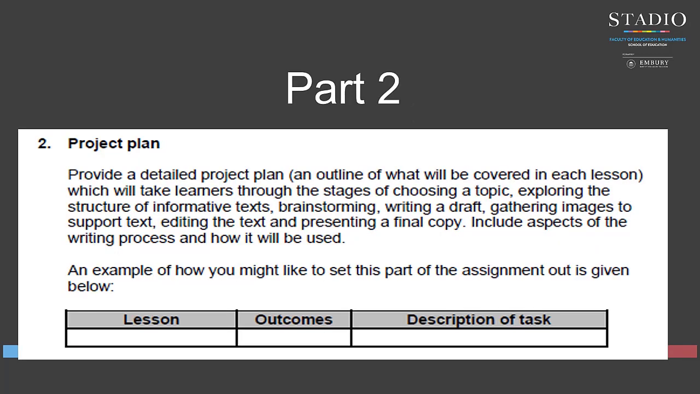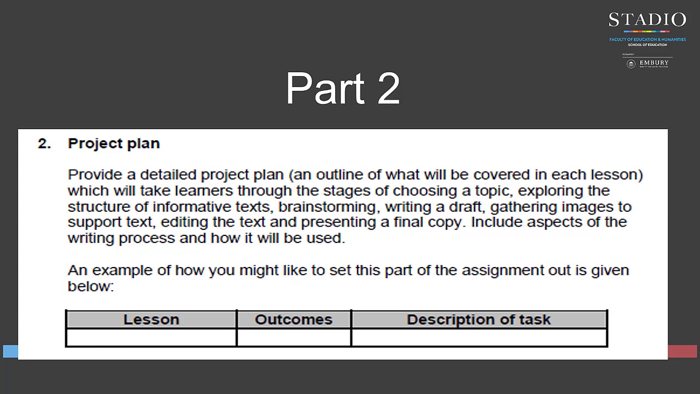So the next part of your assignment is your project plan. This is basically the plan that you have for the lessons that you're going to teach through this process. You need to think about how many lessons do you need in order to complete the writing process, and what the focus of each one of those lessons is going to be. Every teacher is not going to approach their writing lessons in the same way, but there are going to be some common elements if we look at the writing process.